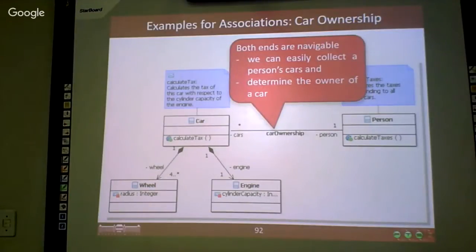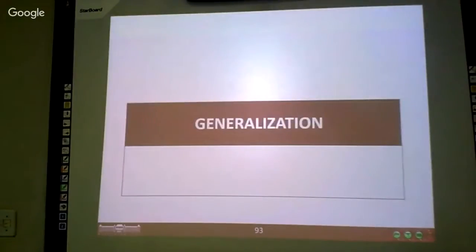On the other hand, here you do not see these arrows. That means that both ends are navigable. So for a car, we will know the person, the holder, and also we will know the person's cars. It is represented by not using these arrows at the end.